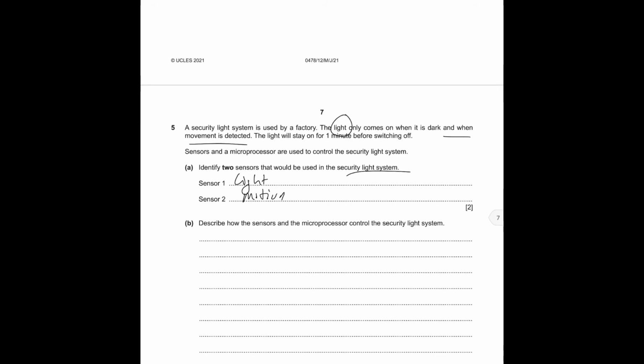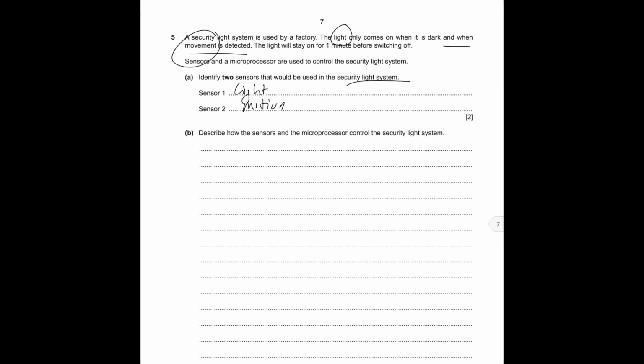So they're mentioning a light sensor, and when movement is detected, a motion sensor. Describe how the sensors and microprocessors control the security light systems. This is an 8 marker. Usually this comes up with 6 marks, but we're going to keep it as 8 marks. So, sensors. Remember the marking scheme. Always, guys, always refer to the marking scheme because it teaches you how to answer these types of questions.